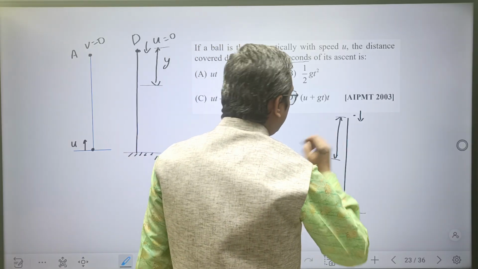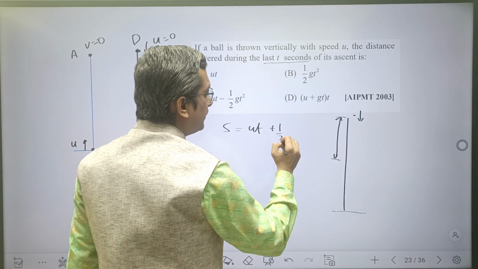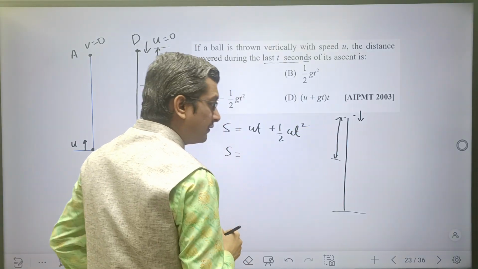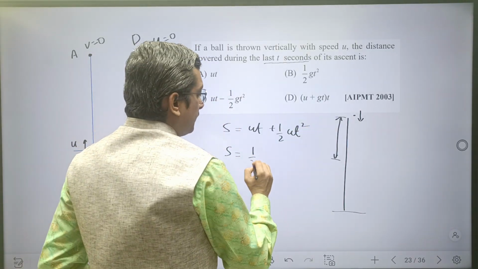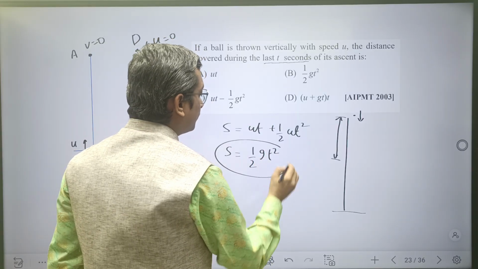So during the first t seconds, the distance is given by ut plus half at squared. In the case of free fall, this u becomes 0, isn't it? So this will be half g t squared. So this is the answer.